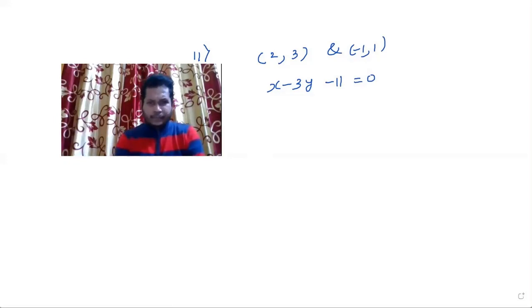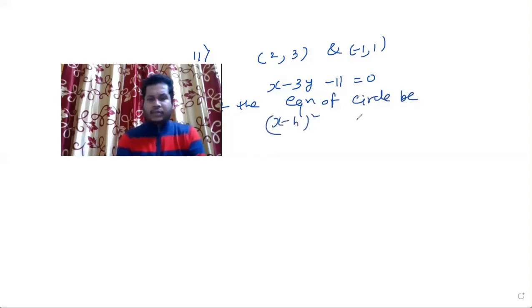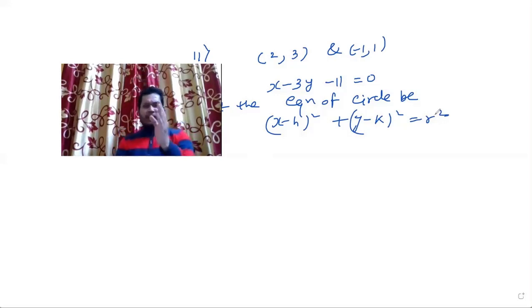So let's write: let the equation of the circle be, as we know the general form, (x minus h) whole square plus (y minus k) whole square equal to r square. This is going to be a bit different. Now, first of all, since this circle is passing through those 2 given points, we are just going to substitute. Obviously that means these 2 points are going to satisfy this. So we'll simply substitute them one by one and see what forms we get.